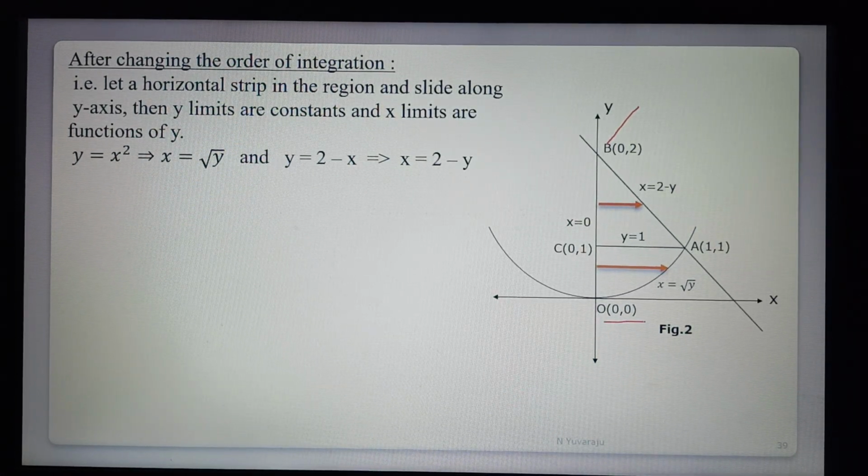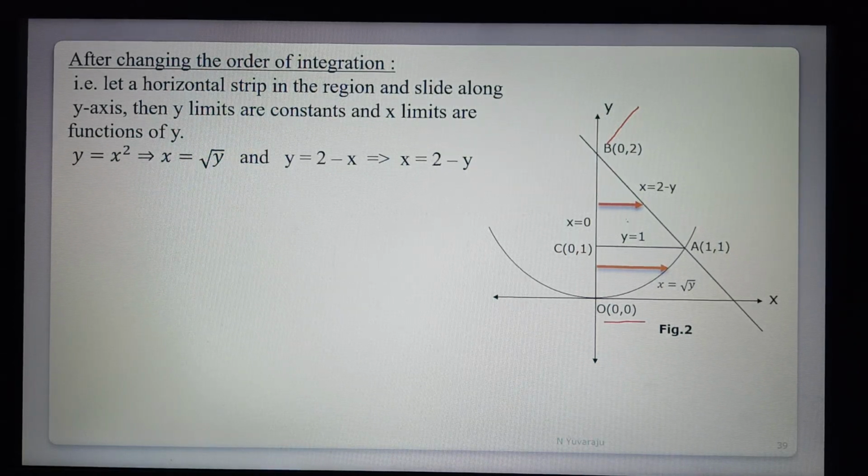But the horizontal strip is moving along the y-axis from 0,0, and this horizontal strip only ends at 1,1. That is, y is equal to 1, it stops here, not moving above y is equal to 1, because from the point 1,1 the second edge is having a second curve, another curve. So this horizontal strip is not going up to 0,2. So it stops in the first region. The first region is, assumption, OAC. It stops here.